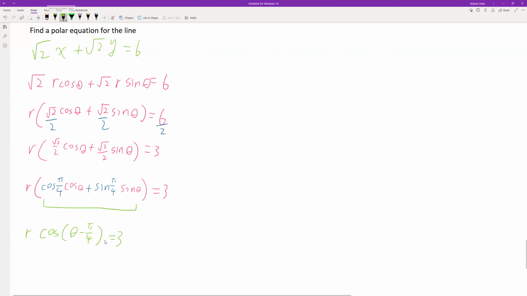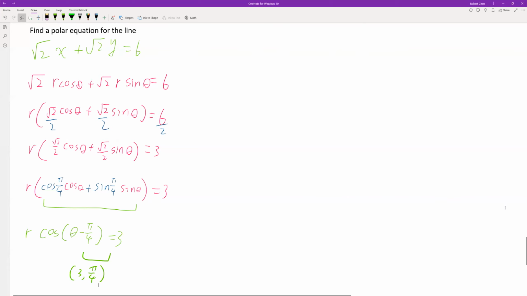And that point, this point right here, 3 and pi over 4, will be the point at the foot of the line that makes a perpendicular angle to the original line.